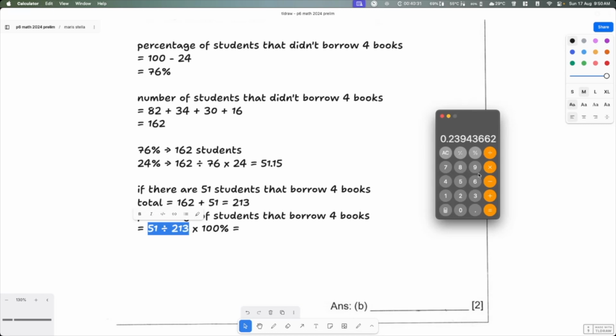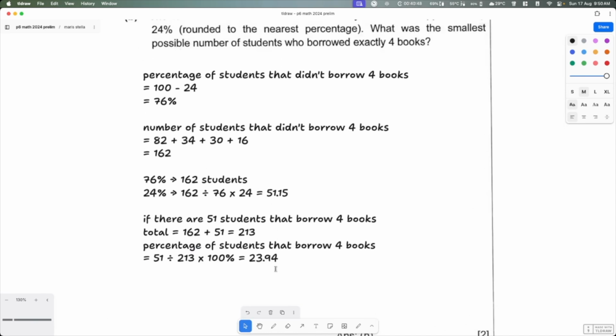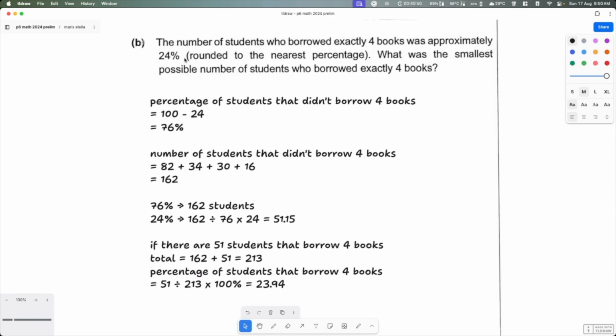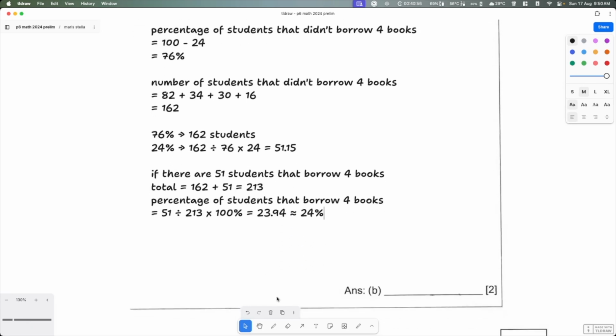So 51 divided by 213 times 100, 23.94. So this will round up to the nearest percentage. This will then become 24%, right? Let's try 50.